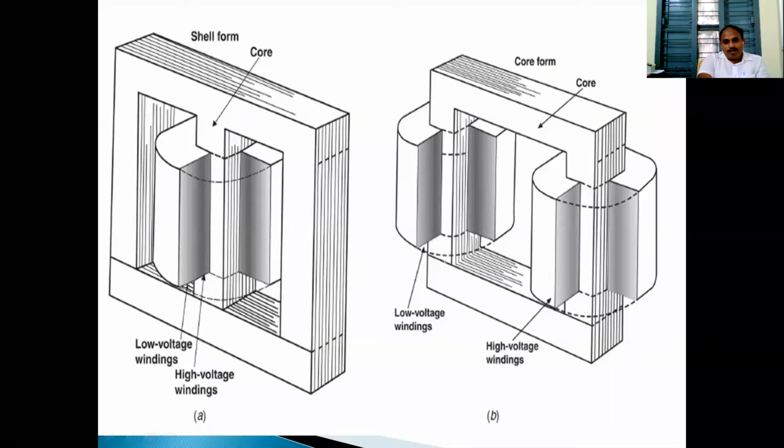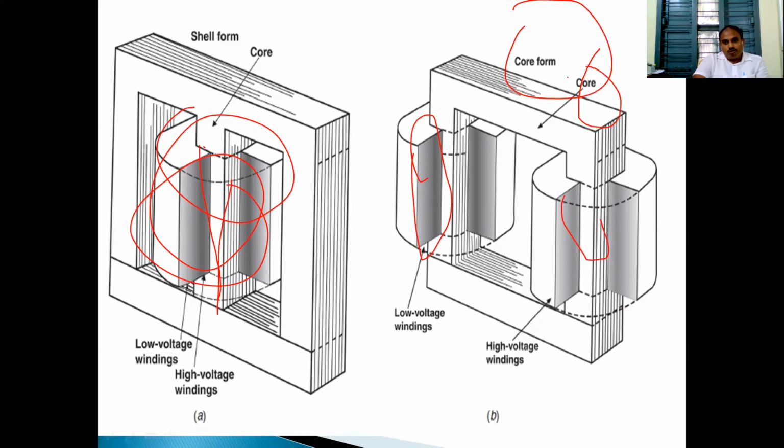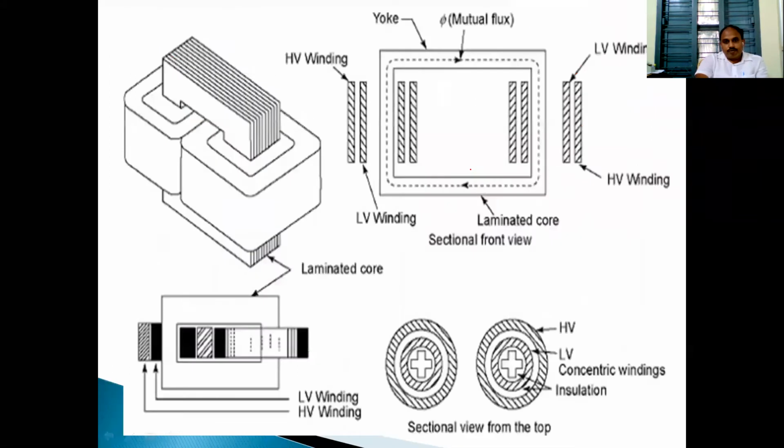See, this is a shell type. Here the core is there, and these are the windings. This is a core type transformer. This is the winding cut view. Core form and shell form. Core type transformer, see, this is the top view.